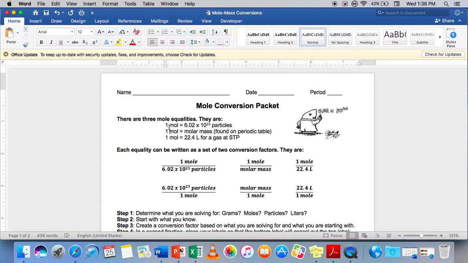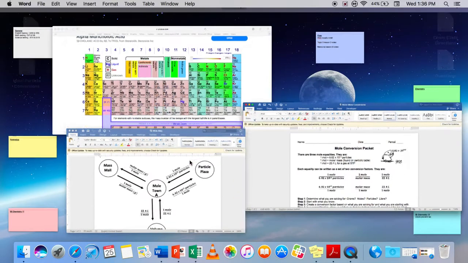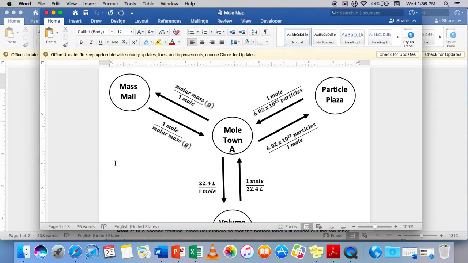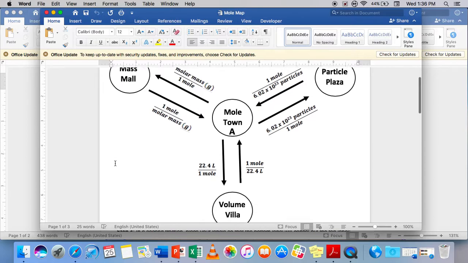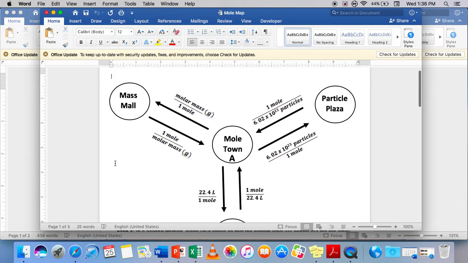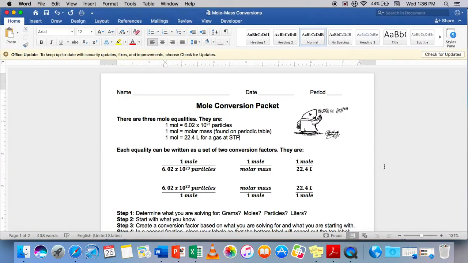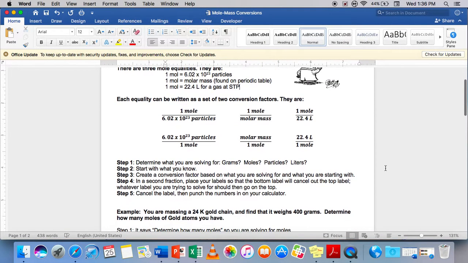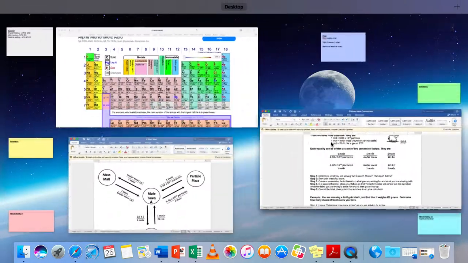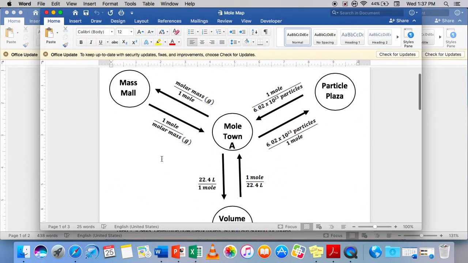Now, these three mole equalities here that you see highlighted, those three correspond to the three parts of our mole map. So we have mass, we have particles, and we have volume. So each equality can be written as a set of two conversion factors, okay? And those are seen here, okay? All of these correspond to the arrows between each of these conversions.